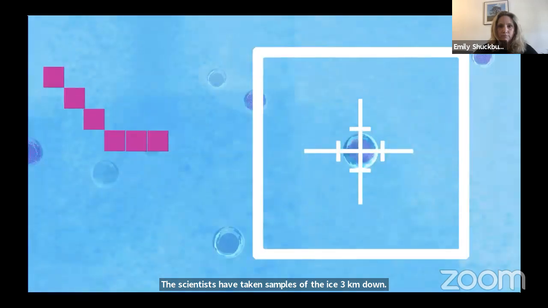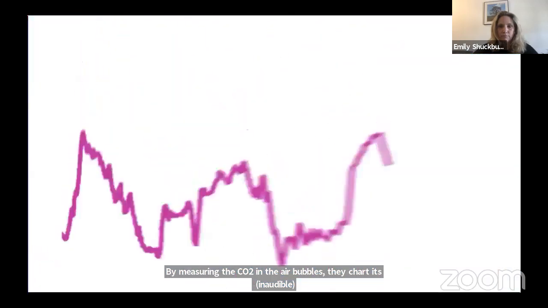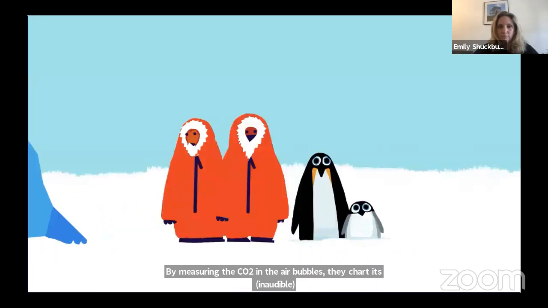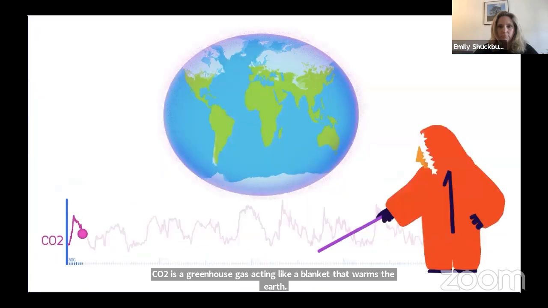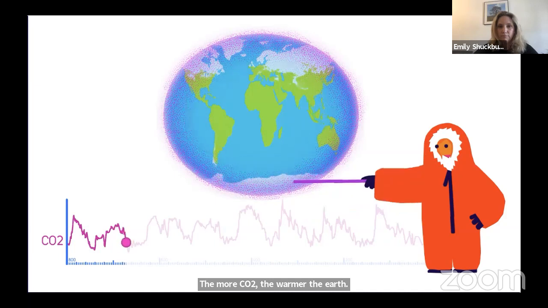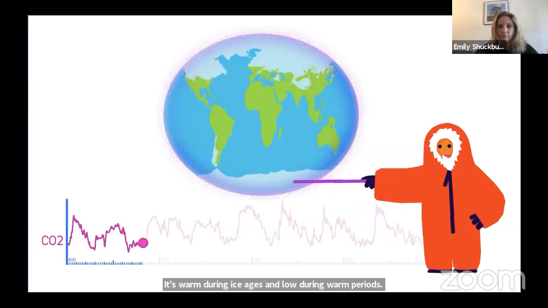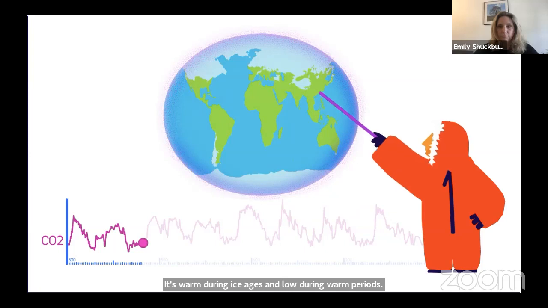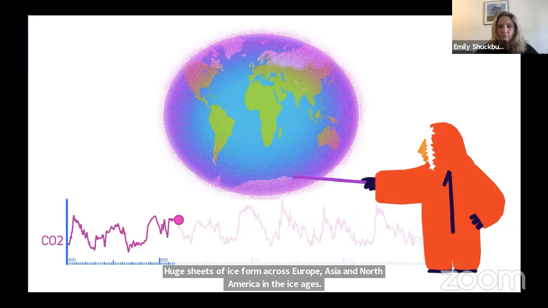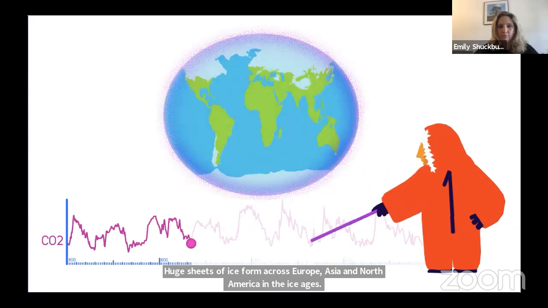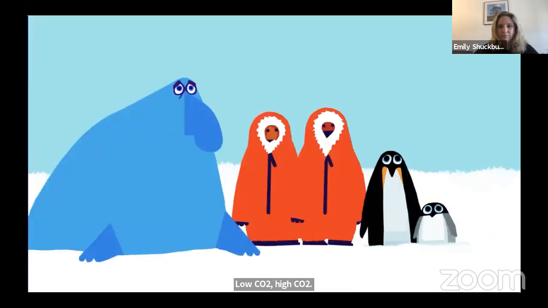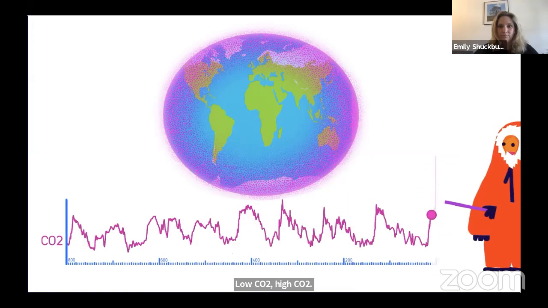CO2 is a greenhouse gas. That means it traps heat, acting like a blanket that warms the Earth. The more CO2, the warmer the Earth. It's low during ice ages and high during warm periods. During ice ages, huge sheets of ice, kilometers thick, form across Europe, Asia, and North America. During the warm periods, like today, the ice retreats. Low CO2, high CO2. Low, high. So what are the CO2 levels that we are recording today?